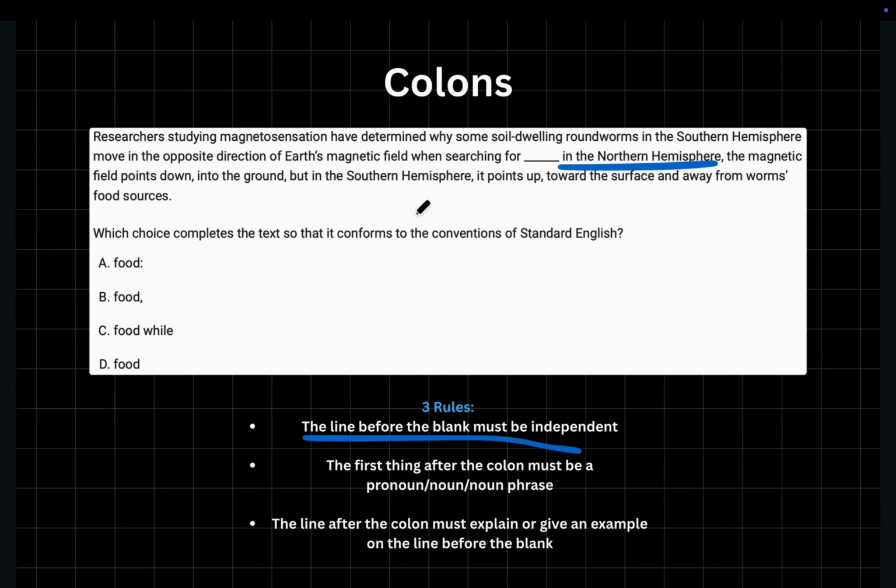Okay, so in the line before the blank, it says what they had determined, and in the line after the blank, it explains what they determined. So yes, rule number 3 is also true for this question. Therefore, we will pick the choice with the colon.